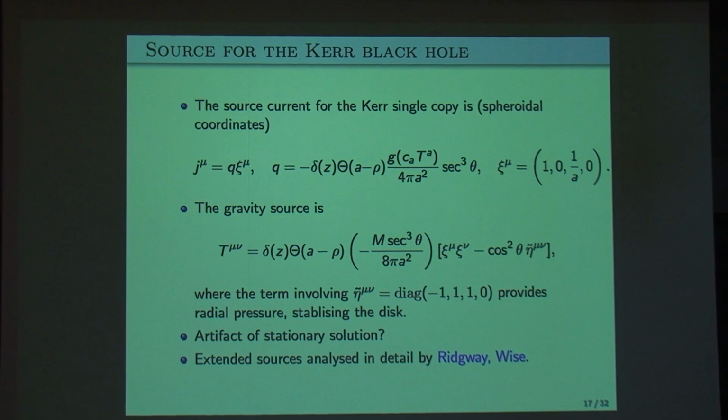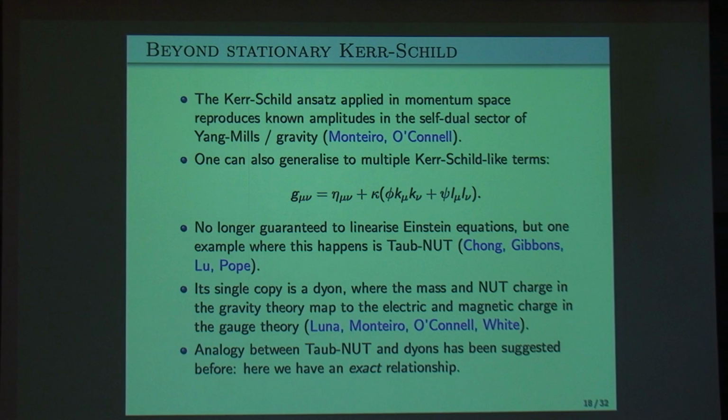So there's still a few puzzles and mysteries about how the sources behave in this classical double copy. There is a very nice paper recently by Alex Ridgway and Mark Wise, where they look at this in more detail. So they look at extended sources with particular assumptions, and then make some arguments about whether you satisfy the energy conditions in GR and so on. So that's the simplest case we know how to do, which is this stationary Kerr-Schild type of metric.